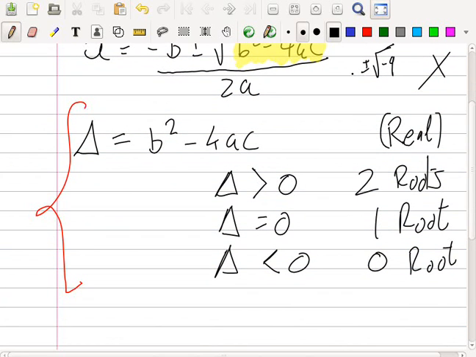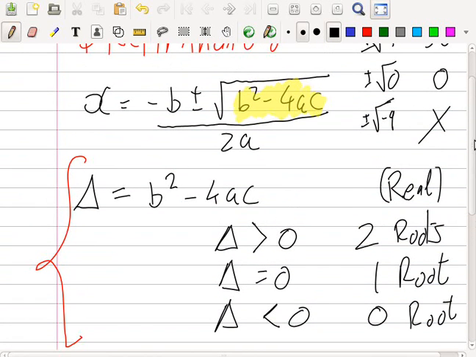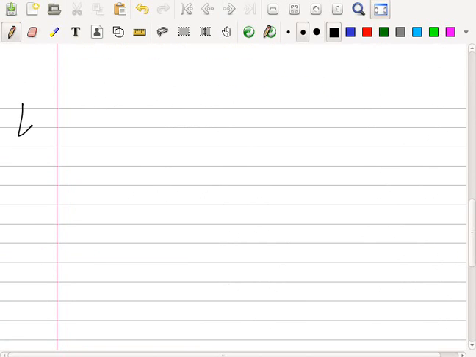Now let's have a look at some examples, because that's all you really need to know about the discriminant. If it's positive, 2 roots; 0, 1 root; negative, no root. So let's have a look at an example. For example, I ask you, how many solutions, how many roots does this equation have?